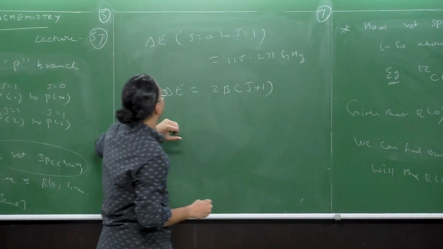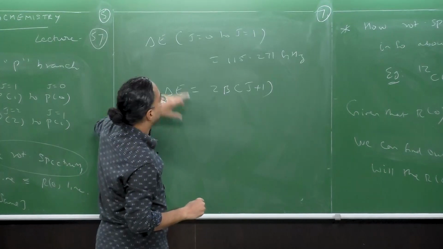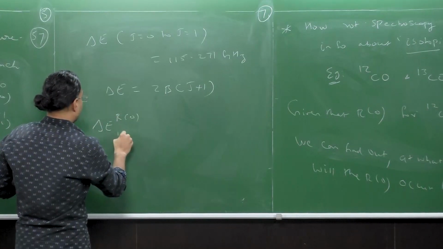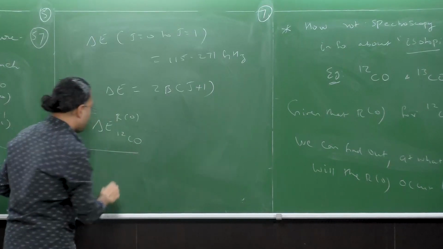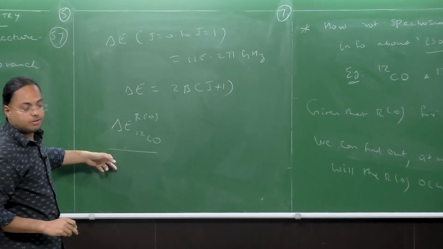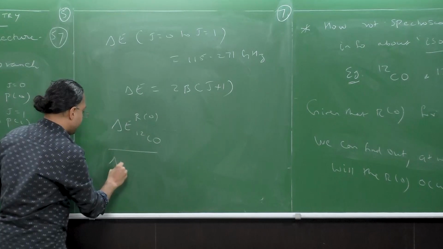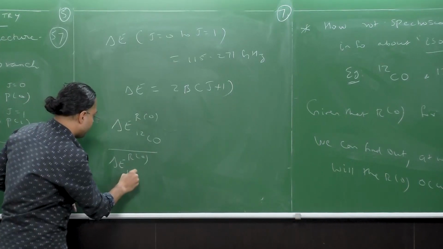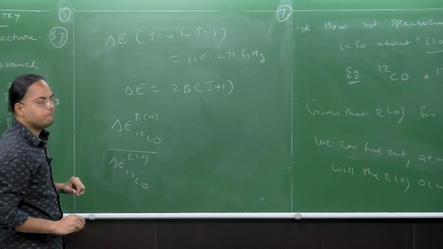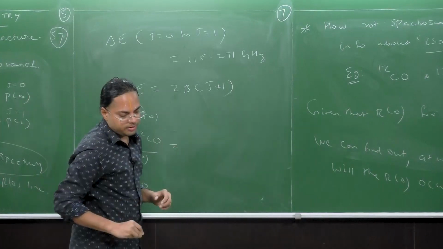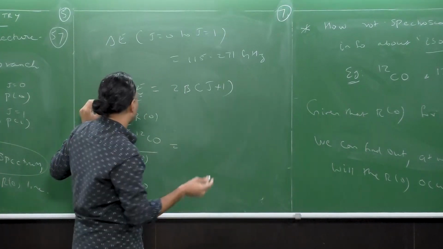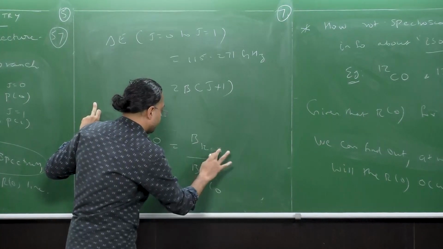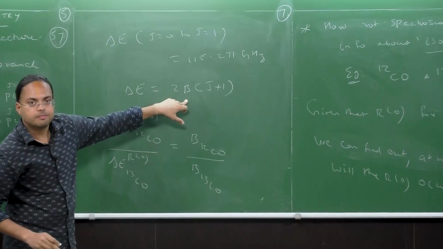Now, therefore, the delta E for R0 for 12 carbon monoxide, if I were to divide this by the value of the delta E for the same R line, the R0 line, for 13 carbon monoxide, that is going to be given by what? That is going to be given by B for 12 carbon monoxide divided by the B for 13 carbon monoxide. Are we good with this?